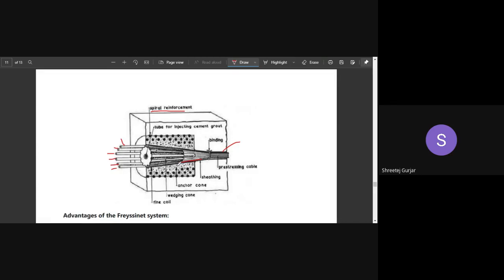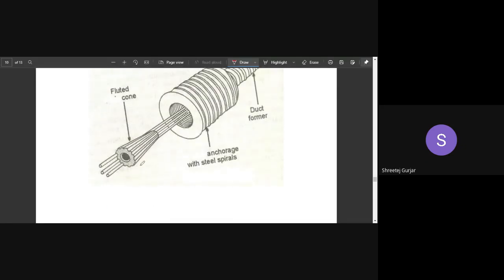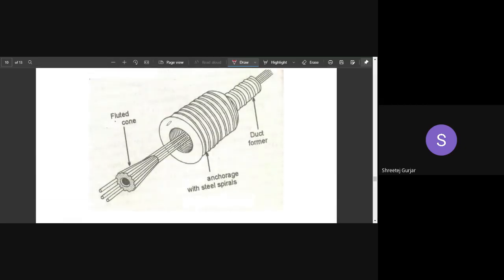Then this is your anchoring cone. This is your fluted cone, which you can see here. And then this is your wedge cone, or a fluted cone. And this is your spiral reinforcement, which you can see here, for added strength.